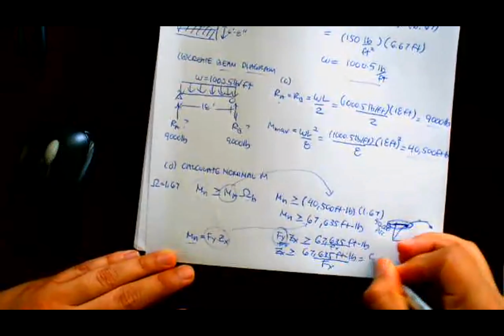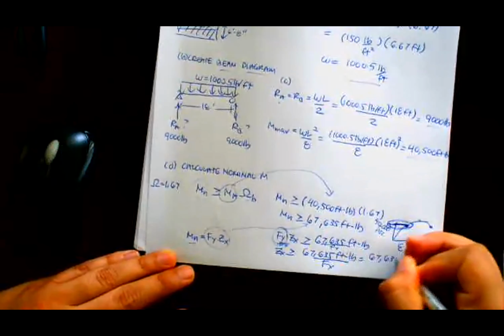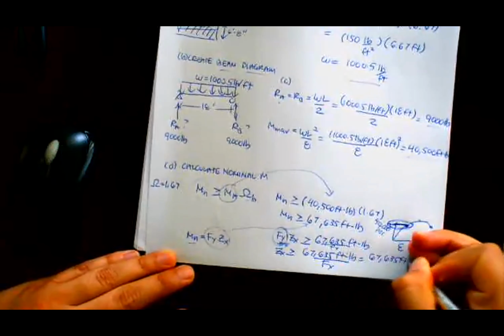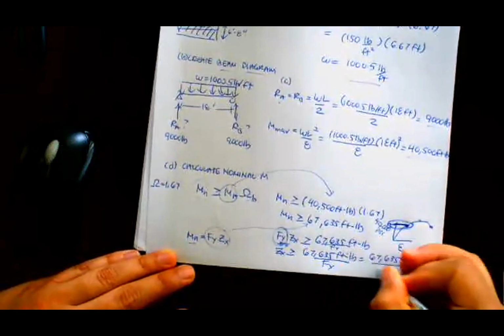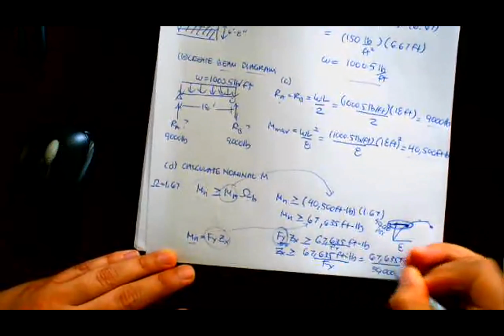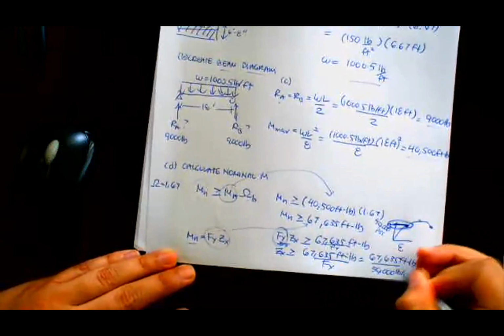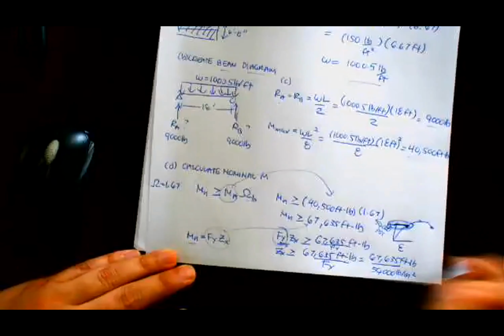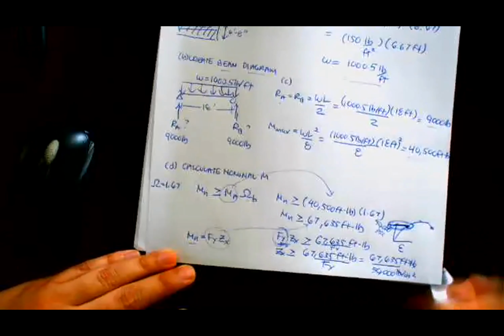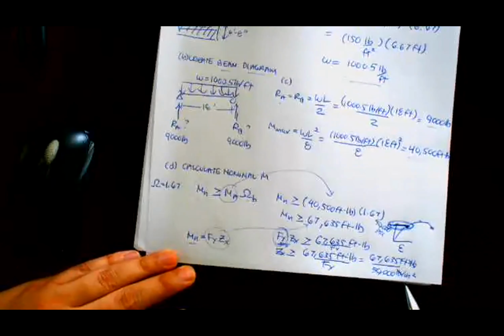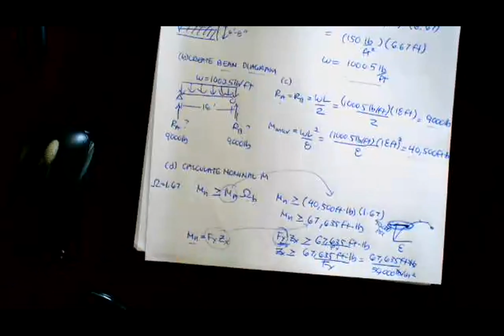So I'm going to say 67,635 foot-pounds divided by 50,000 pounds per square inch. Okay. The pounds will cancel themselves out. But now I'm left with inches in the denominator and feet in the numerator. So that creates a problem for me because I'm not working with the same units.